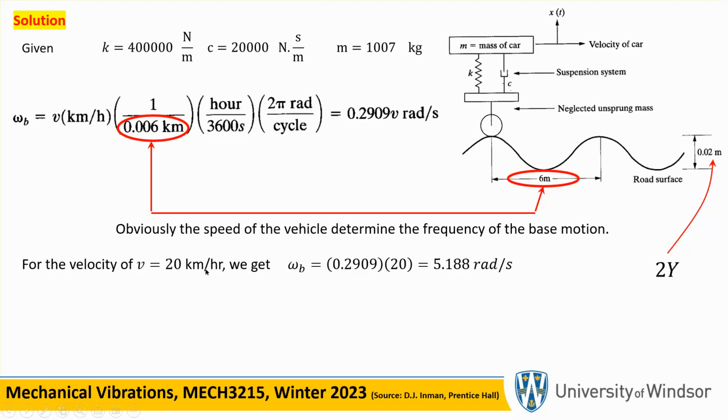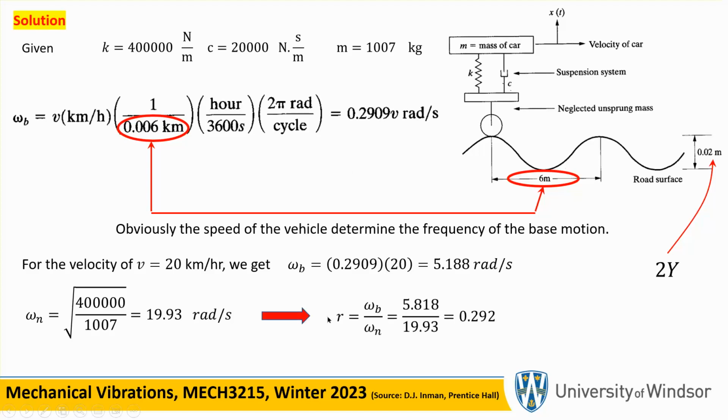Now, let's take the case where the car goes at 20 kilometers per hour and work it out. The frequency of oscillation here is 5.1 radians per second. The natural frequency is the square root of the stiffness of the spring divided by the mass of the car, 19.93. And you find the frequency ratio, which is the driving frequency, omega b, divided by the natural frequency. The only reason I put a subscript b here is that we're talking about base excitation. If you don't like it, you can leave it out.